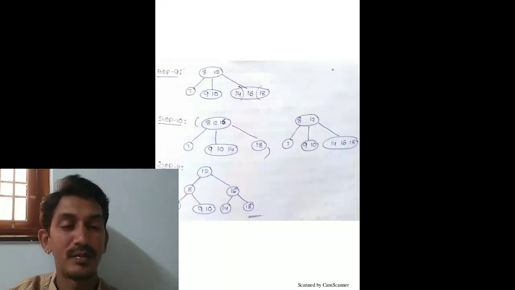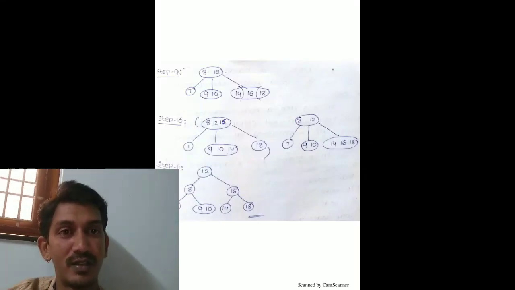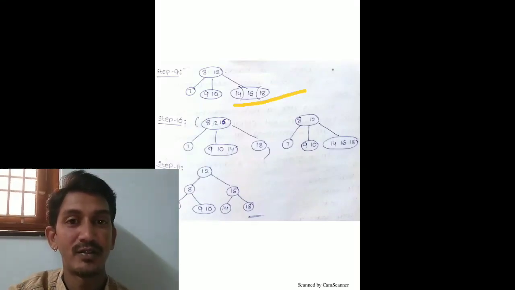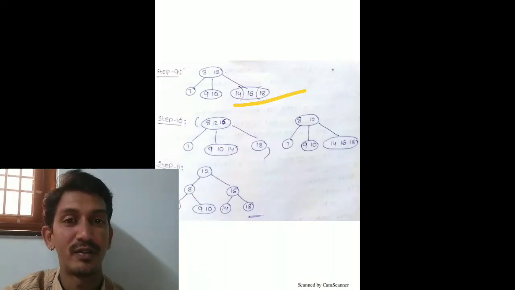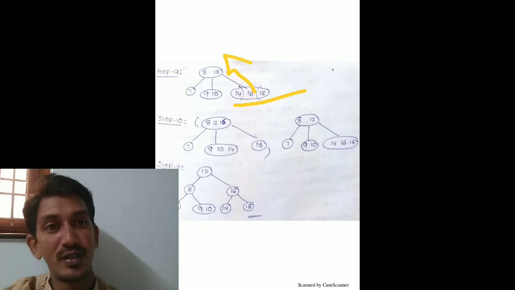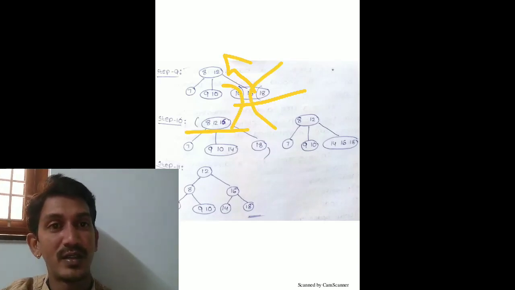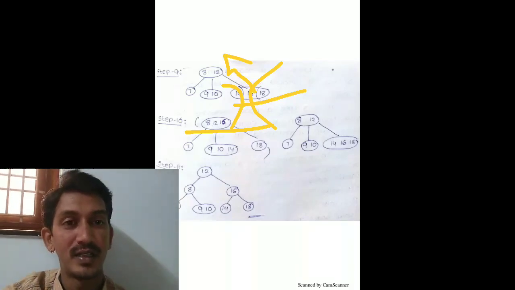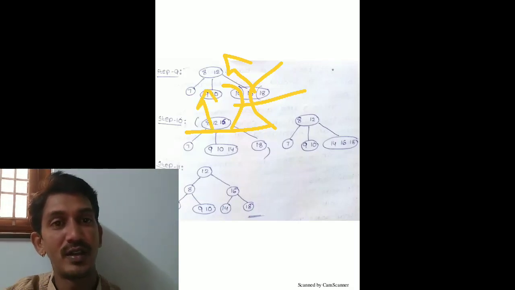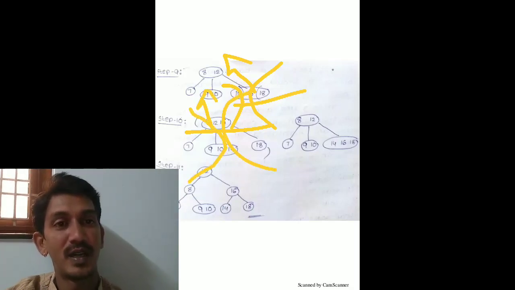In step 9, we have some violation of rules of the 2-3 tree. A maximum of 2 data items we should maintain, but we have 3 data items, so we are applying the splitting rule. 16 goes to attach to this position, 14 is split, and 18 is split like that. Again some rules are violated here, a maximum of 2 data items we should maintain. Again we are applying the splitting rule: 12 goes to the root, 8 is split like this, and 16 is split like this.